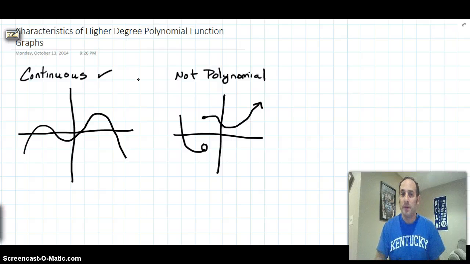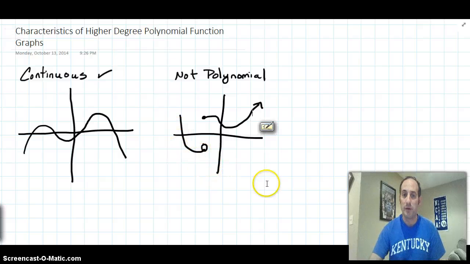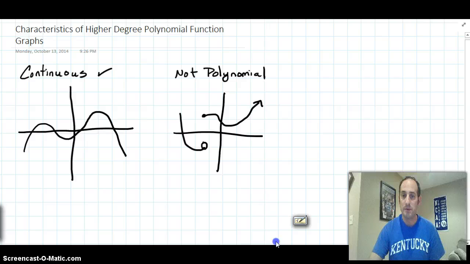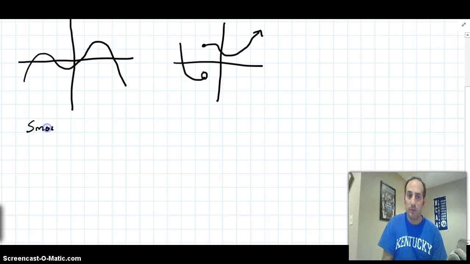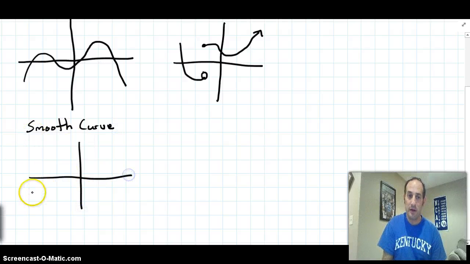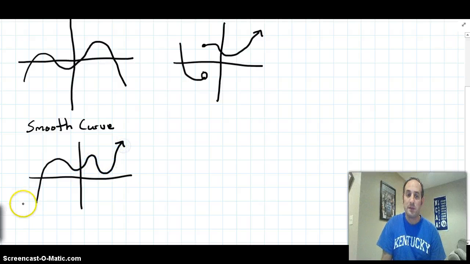Okay, the other thing is that you're going to have smooth curves. Let me scroll down a little bit. Okay, we're looking for smooth curves. An example of a smooth curve means that it's not going to have any jagged edges or anything like that. If you notice, it's rounded everywhere that I go. It's rounded, so that's what makes it a smooth curve.